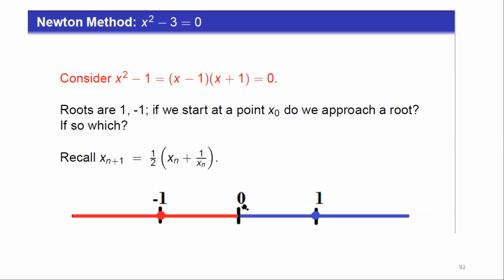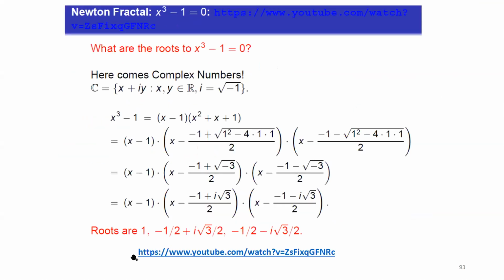And if you actually do Newton's method, it colors it exactly as you would expect. Everything that's positive goes to 1. Everything that's negative goes to -1. It is exactly what you would like to have happen. That's nice. Now we're going to do things a little bit more complicated.